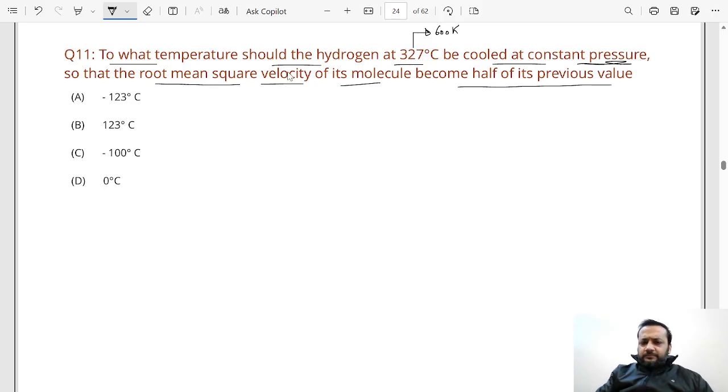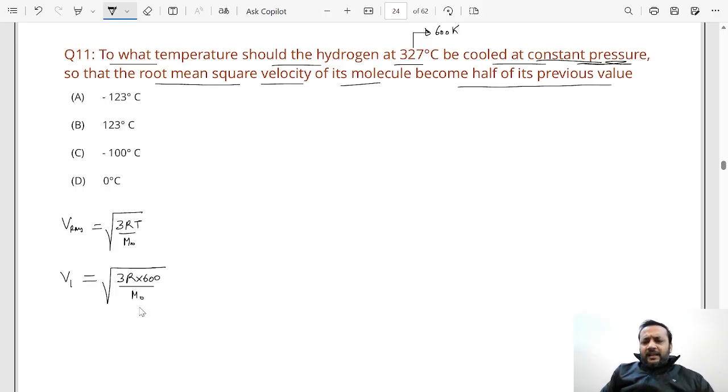So the question is saying that the hydrogen, which is right now at 600 Kelvin, should be cooled at constant pressure so that the RMS velocity becomes half of its previous value. Now this constant pressure is a useless detail. Basically, RMS speed is the square root of 3RT by m naught. So when the temperature was 600 Kelvin, let us say the RMS value was V1. So V1 is the present RMS velocity, and that will be root of 3 into R into 600 by m naught, where m naught is the molar weight of hydrogen.